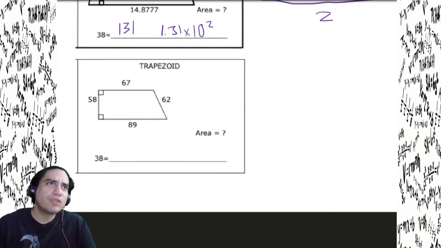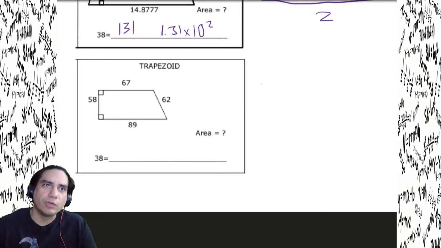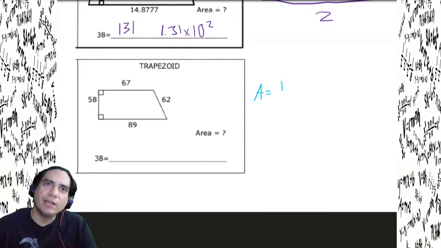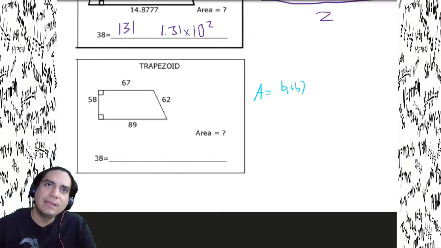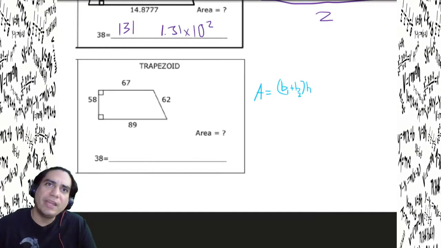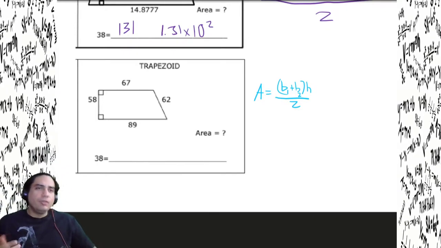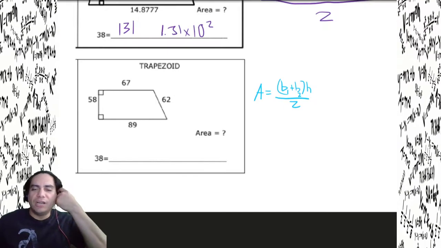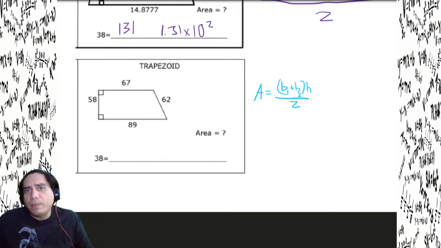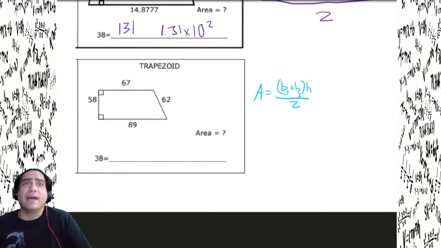Now, this trapezoid looks a little different, but I don't want you to freak out. It's still essentially a trapezoid. We're still figuring out the area. The area is base 1 plus base 2 times the height, and then we're going to cut that in half. You may hear it in other words, but sometimes what you could basically say we're doing is finding the average of the bases, and then multiplying it by the height.